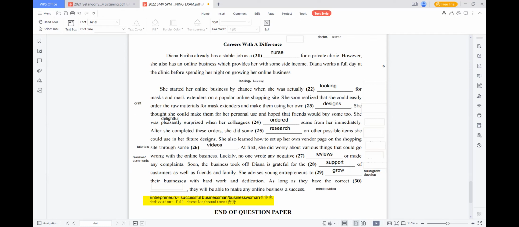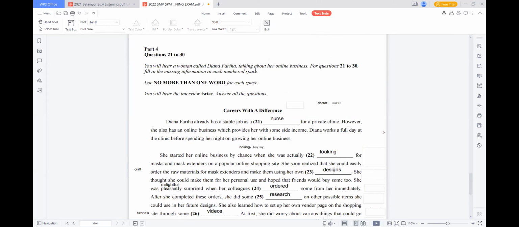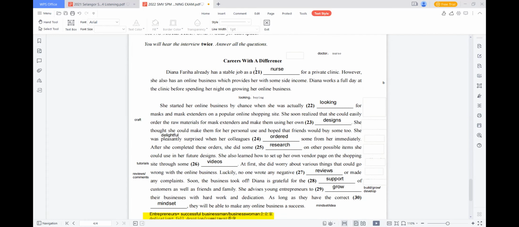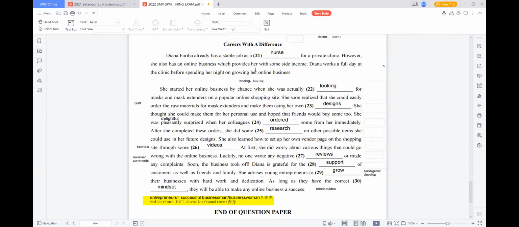Okay, great. Have the correct ones. Okay, you can see your answer. All right, so let's check the answer. Mindset, correct. Mindset is uncountable, so 没有 S 的. Okay, great. So far, how are you doing? So this one, how many questions are there altogether? 21 to 30, right? So 10. So is it 10 out of 10 or 7 out of 10?